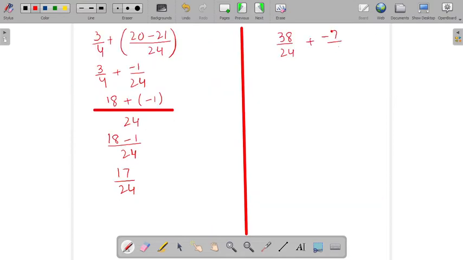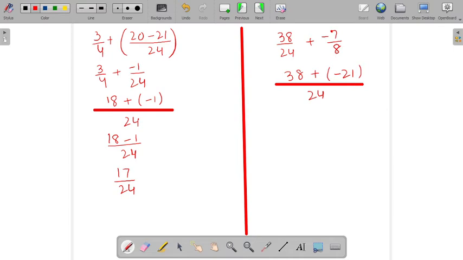Now, take its LCM once more. It would be 24. Divide from below, multiply on top: 3 and minus 21. 24 divided by 8.